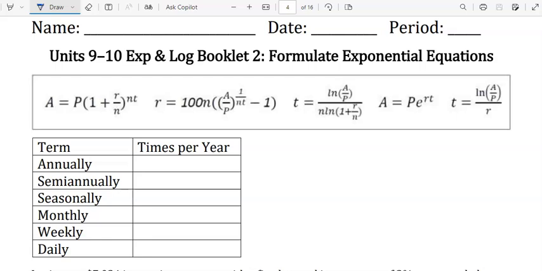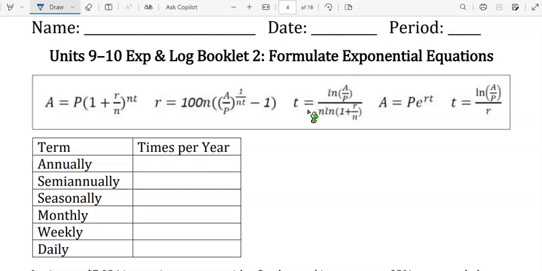Units 9 through 10, Exponents and Logs, Booklet 2. Formulate exponential equations. When formulating from these word problems, use these formulas to help solve the equation. Here are some terms that may show up in these problems and what they mean.